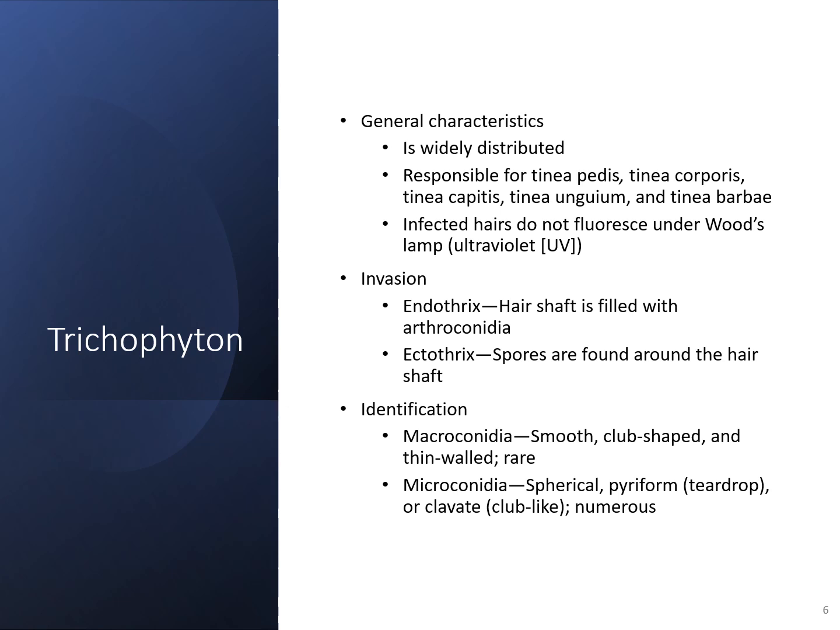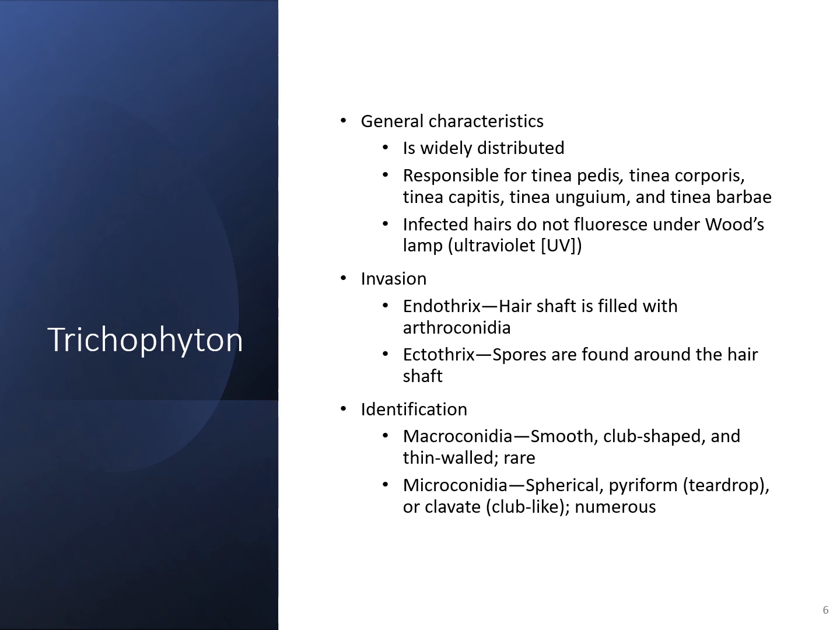They cause infections of the feet, the body, the scalp, the nails, and the beard. These organisms do not fluoresce with the Wood's lamp, so if you were to use it on an individual, you would not see any sort of fluorescence. They do invade the hair shaft, and they fill it with arthroconidia, and they can also form on the outside of the hair shaft. When we identify these, we are looking for macroconidia.